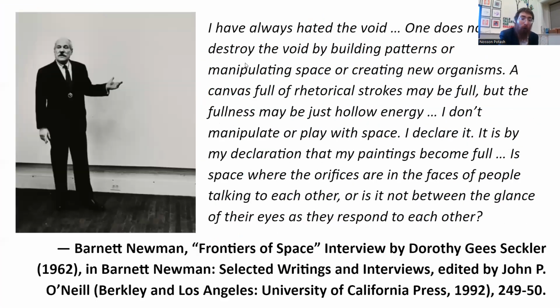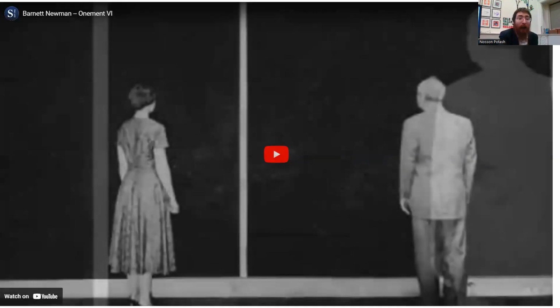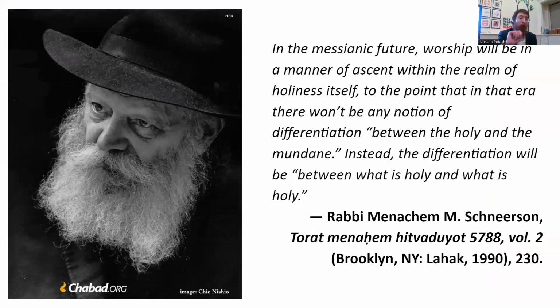Let's conclude by going all the way back to the beginning, reading again this quote, because in a way this really wraps up. Now we can understand what the Rebbe was saying here, I think. "In the Messianic future, the worship will be in a manner of ascent within the realm of holiness itself, to the point that in that era, there won't be any notion of differentiation between the holy and the mundane. Instead, the differentiation will be between what is holy and what is holy."